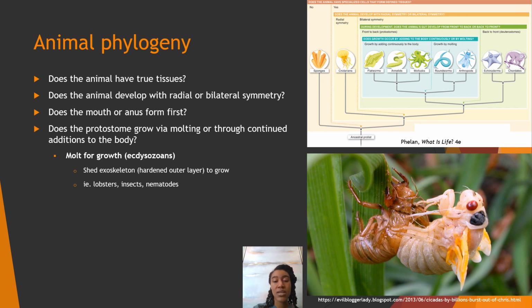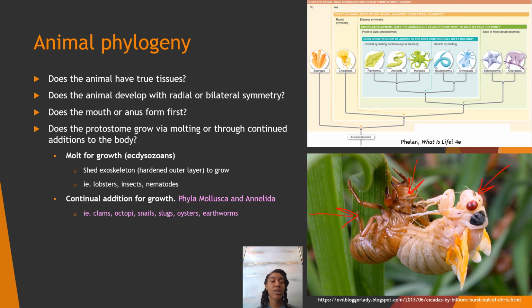So an example can be seen here. This fly-type creature is molting. This darker piece that looks like it's grabbing onto that leaf is its old outer shell, its old cuticle that it has now shed, and then it will emerge as this soft, fleshy, vulnerable insect. And then slowly over time, it'll develop a new hard outer shell, and if it wants to grow again, it has to shed that shell. So this is exemplified in lobsters, insects, and nematodes.